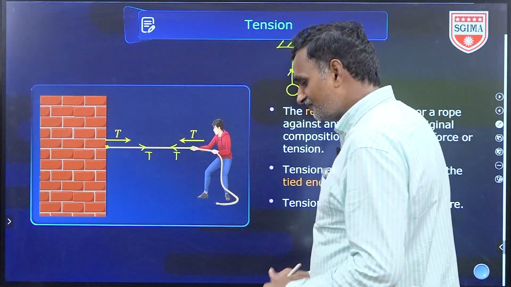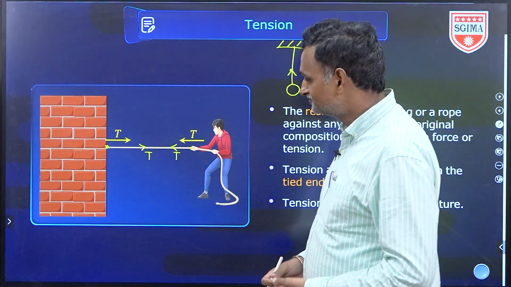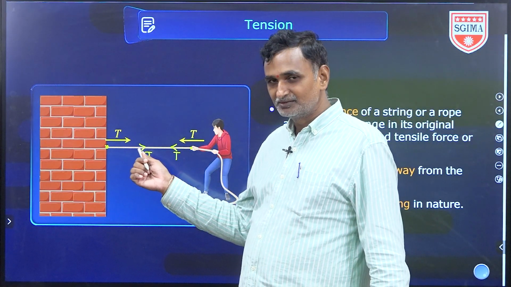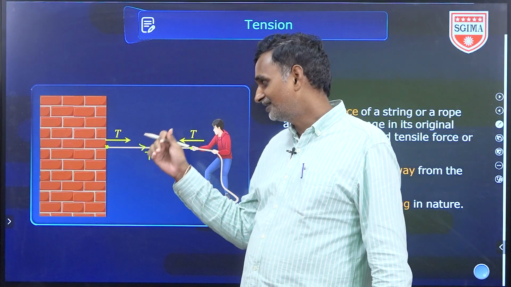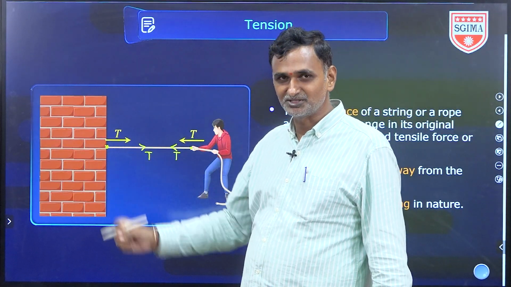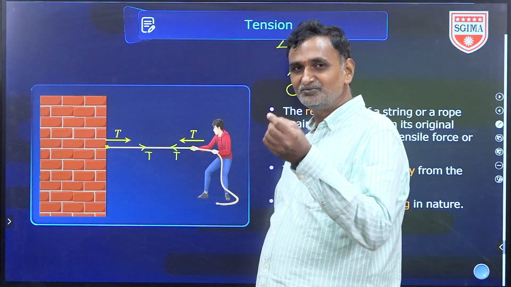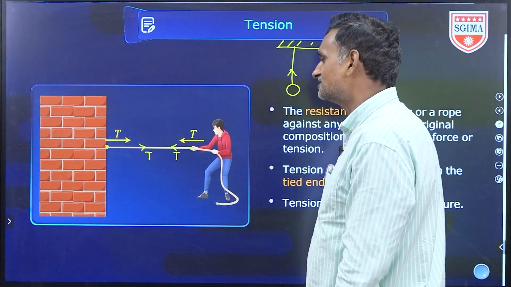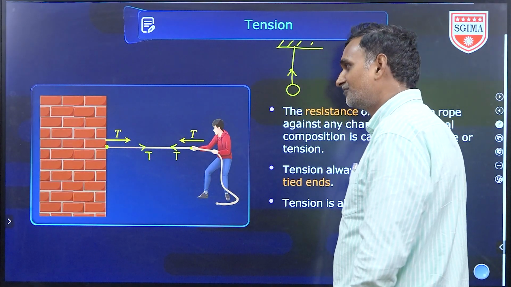It is also defined this way: the fundamental particles of the string exert attraction or repulsion force on the fundamental particles of the object, and the interaction between them results in the tension force. This is also how we can define tension force.